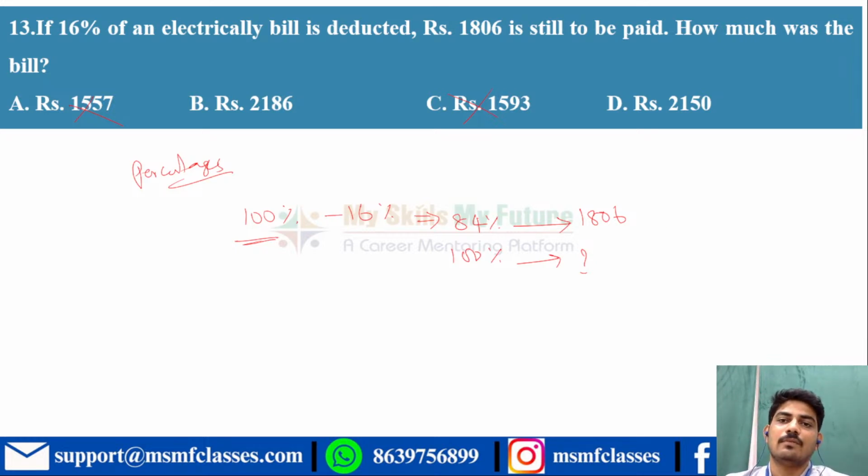So this 84% equals 1806, which means one part equals how much? One part equals 21.5. And if I simplify that, 21.5 gives the answer as 2150. So the electricity bill was 2150, which is presented in option D. Let us go for the next question here.